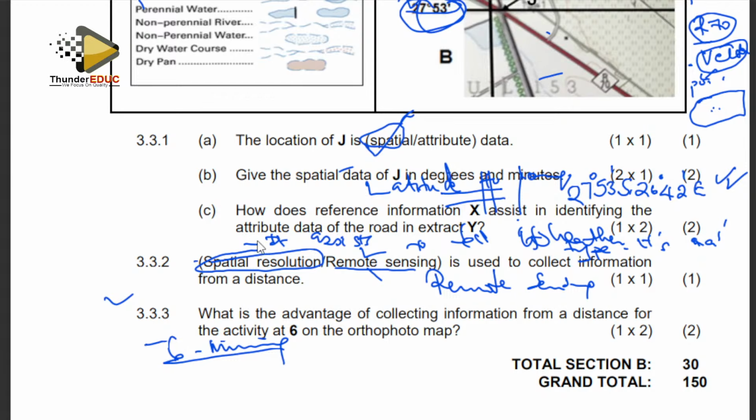If it's mining, what do we know about mining? Remember, mining is the extraction of minerals from the earth's surface. Maybe the minerals are dangerous. If the minerals can cause smoke, when they blast a rock, you can inhale the dust and you get sick. So when you collect information from a distance, it is good because you will be safe. Okay? So it is safer.